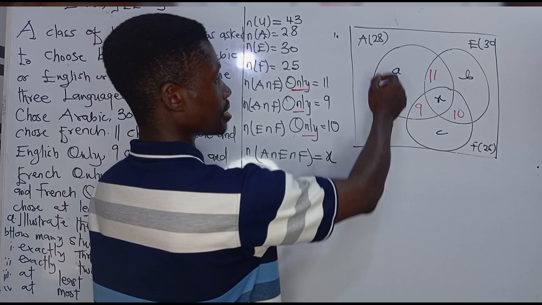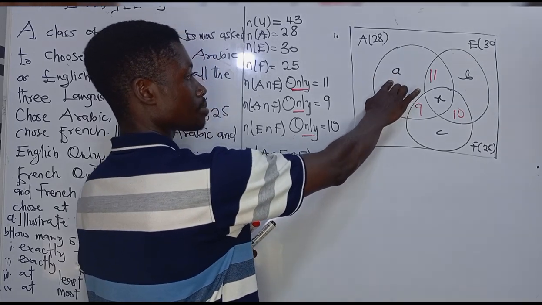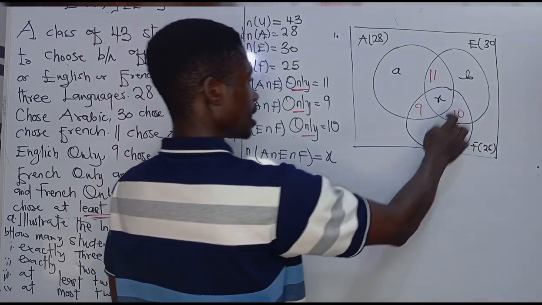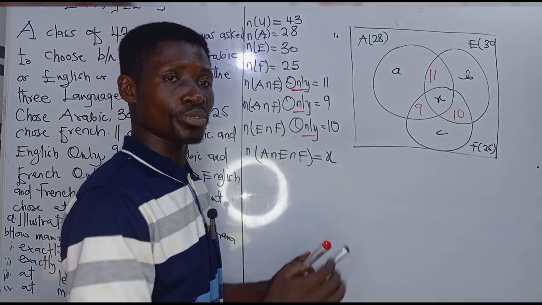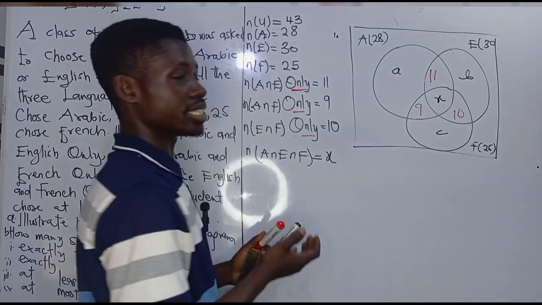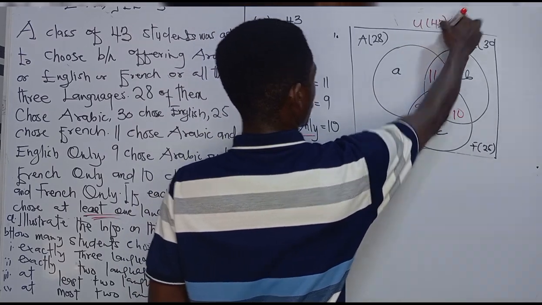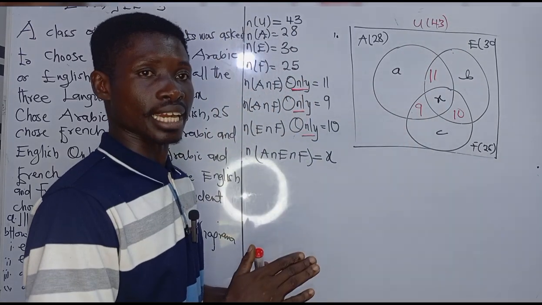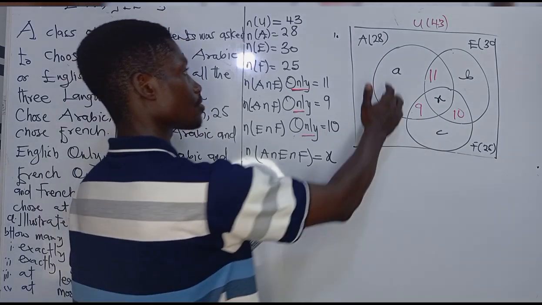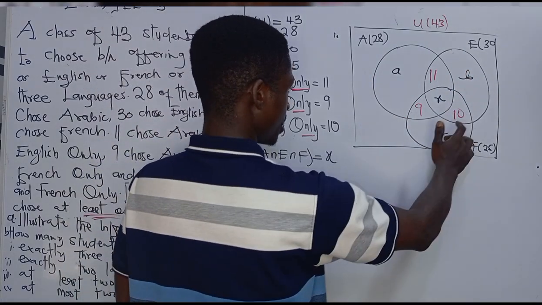Now to be able to find the value of X, we need to find the expression for this particular region, and then this region. And then once we are done, we sum all the regions and then equate it to the universal set, or the number of students in the class. So let's do that. Let's find this region, and then this region.